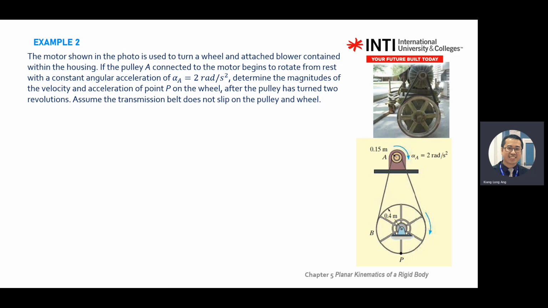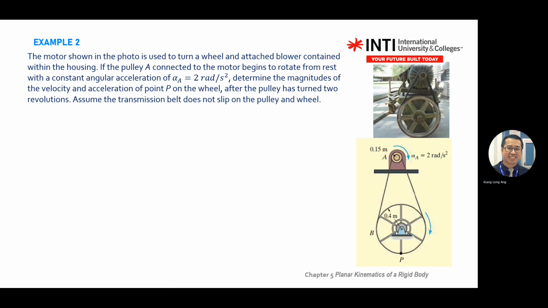If you look at the question and it gives you alpha, and not acceleration, alpha, it means it already goes into the rigid body chapter. You need to look at angular dimension: angular velocity, angular acceleration. A pulley A connected to the motor begins to rotate from rest, meaning you are given the initial velocity of A, and with a constant angular acceleration, alpha A. When you see constant angular acceleration or constant acceleration, you know you can use the three motion equations.